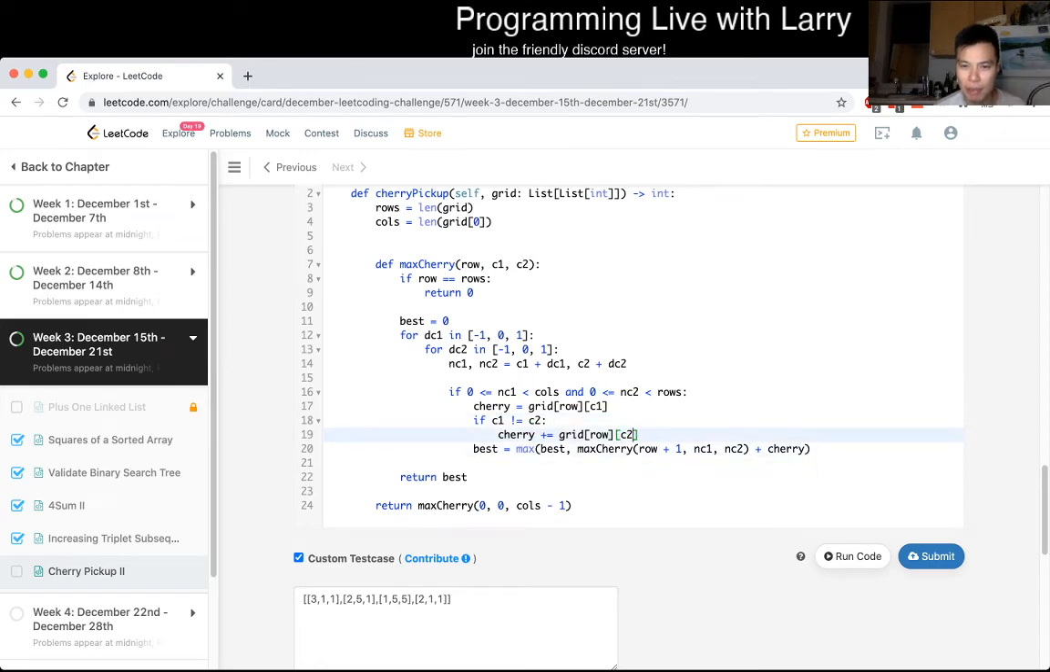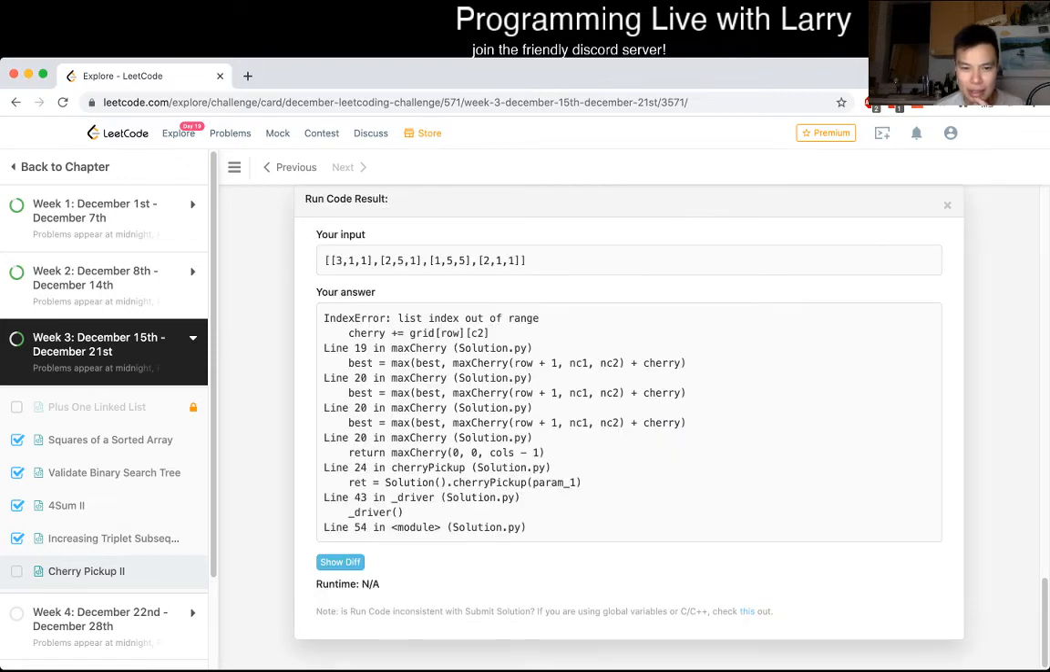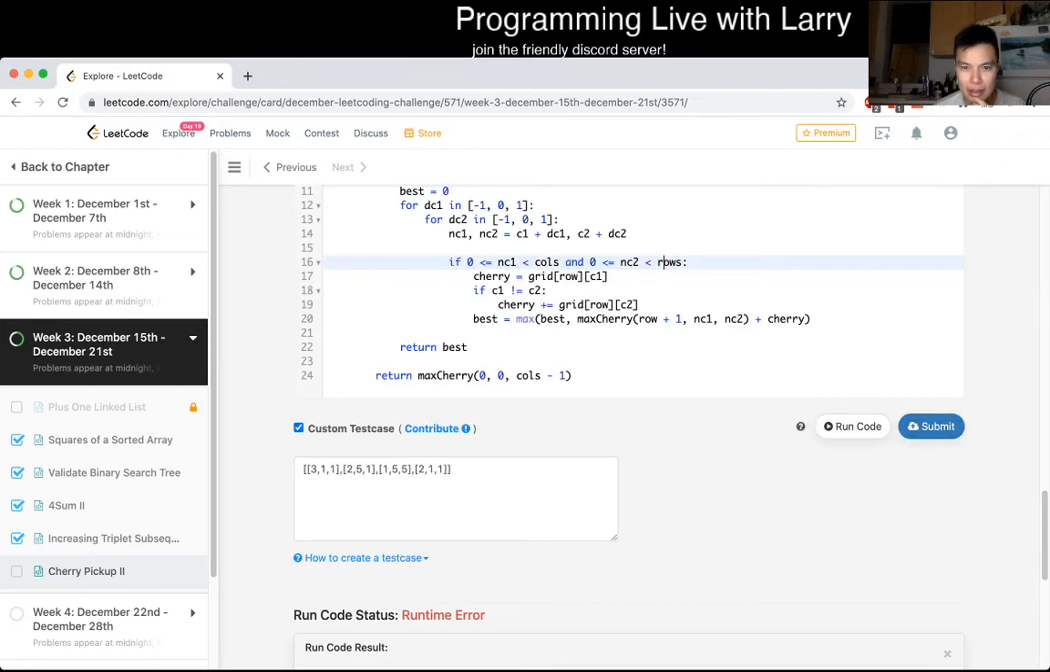How is this index out of range? I mean, I know that we don't check for that, but did I miss a typo somewhere? But we do call this earlier, right? So that's a little bit odd.